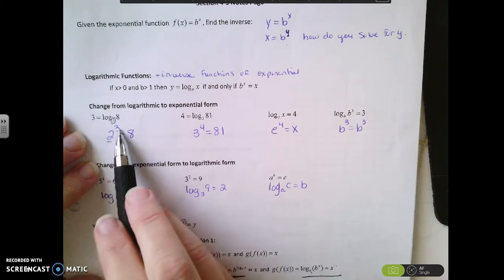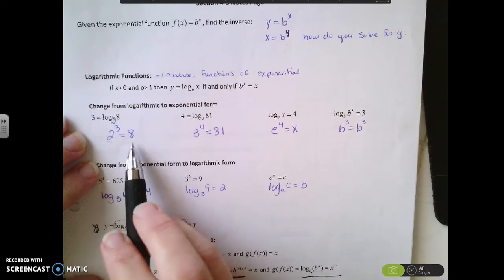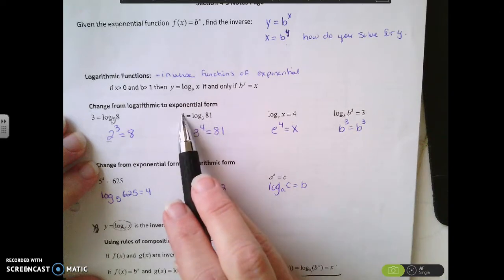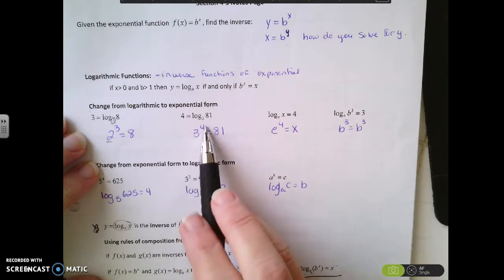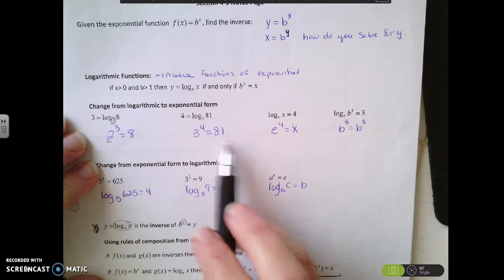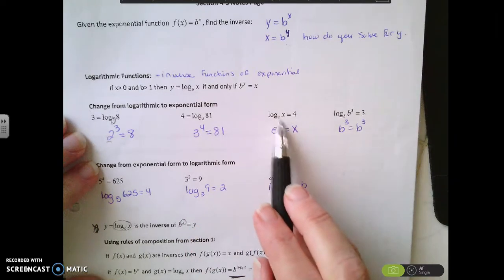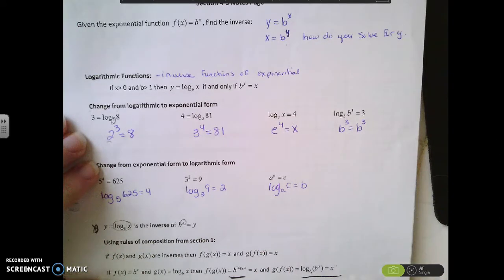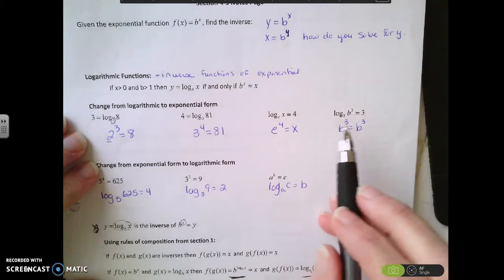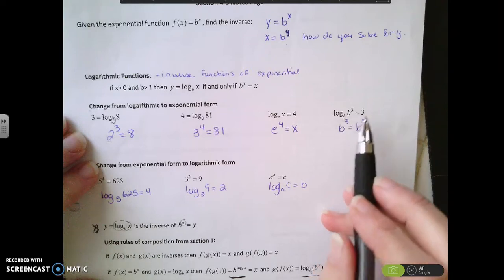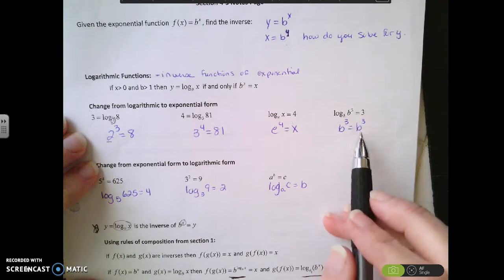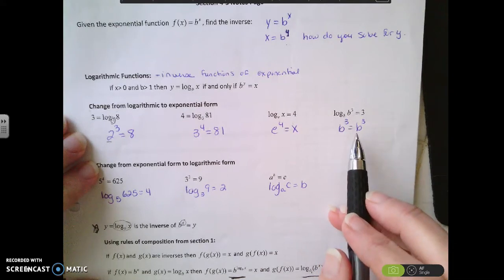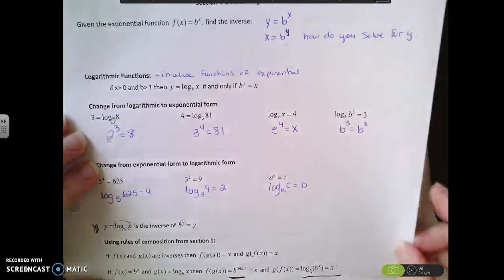So 2 raised to the third power is 8. In this one the base is 3, 4 is the exponent, so 3 raised to the fourth power is 81. e raised to the fourth power is x, so I could actually put that in my calculator and figure out what x equals, right? b raised to the third power equals b raised to the third power. That seems a little bit obvious, but that is truly what's happening there.